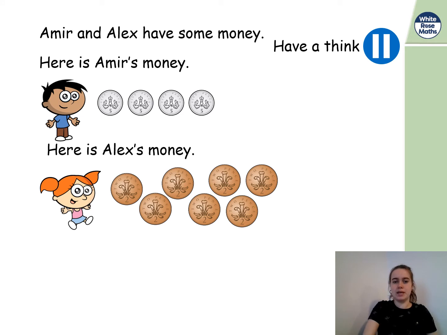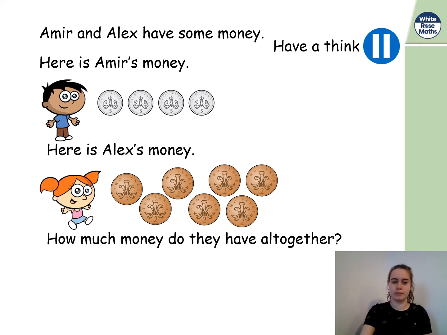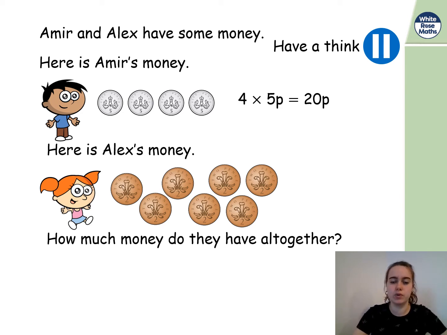So Amir and Alex have some money. Here's Amir's money and here is Alex's money. How much money do they have all together? Now, Alex has 4 5p coins, so we can write 4 multiplied by 5p, and that gives us 20p, because that's 5, 10, 15, 20p. And Amir has 7 lots of 2p, which in fact gives us 14p.